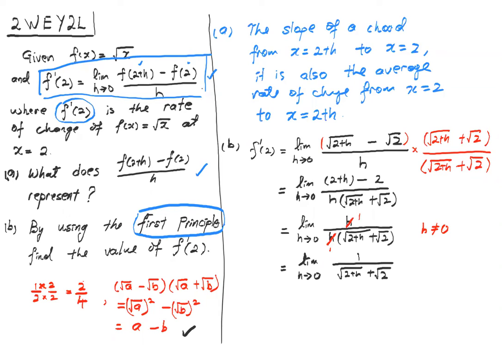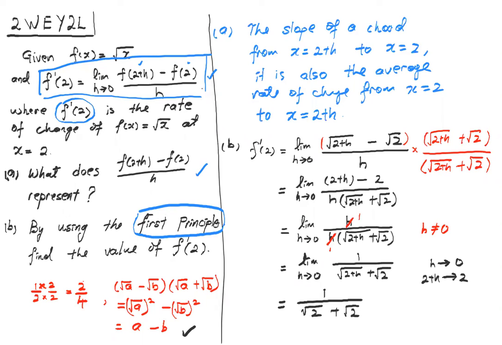Okay, so when H approaches 0, 2 plus H approaches 2. Am I right? So therefore, I do the approaches, so I will not write the limit anymore. 1 over square root of 2 plus square root of 2.